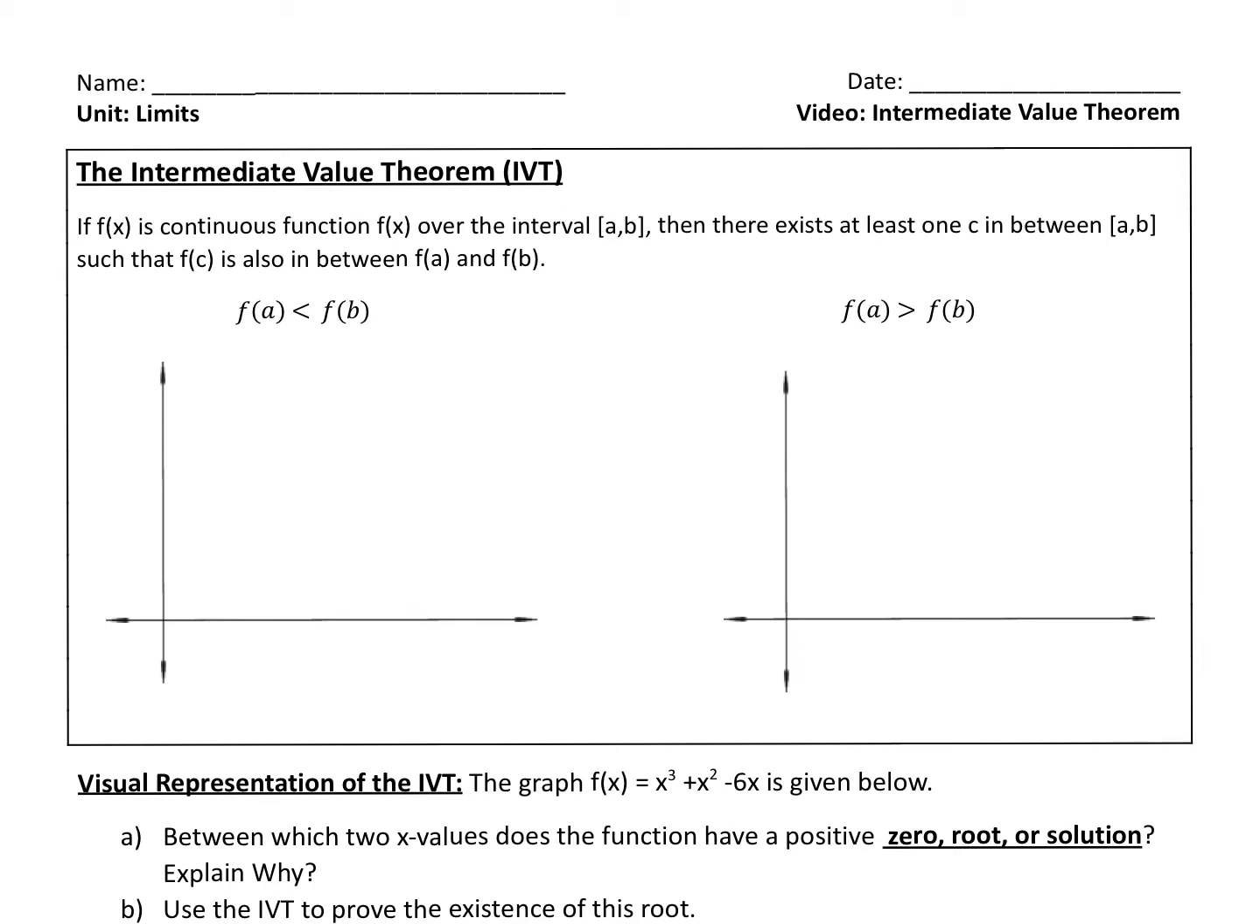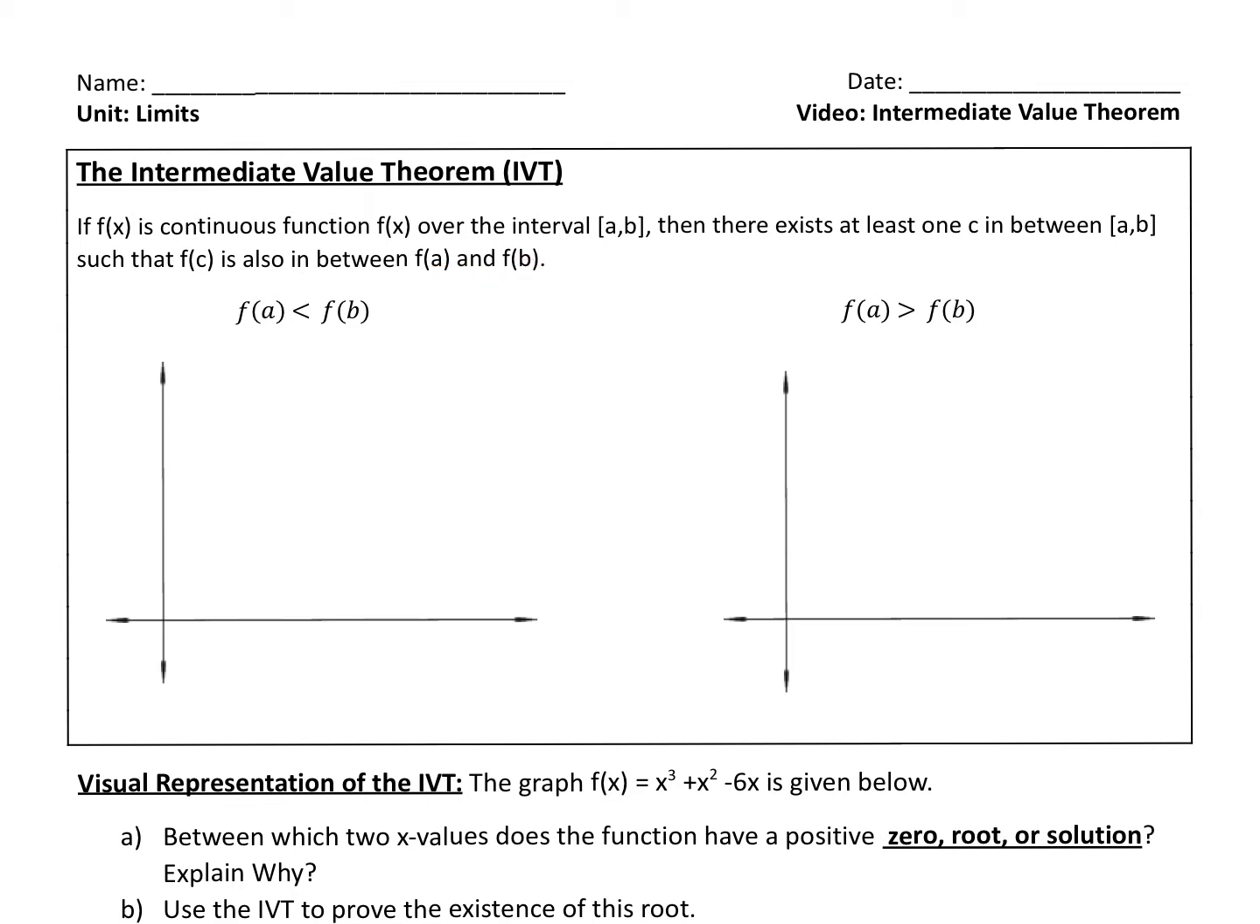Hi everyone. In today's lesson, we're going to learn about a theorem called the intermediate value theorem. The intermediate value theorem, or IVT for short, states that if a function f of x is continuous over the interval from a to b, then there exists at least one c in between the interval of a to b, such that f of c is also between f of a and f of b.